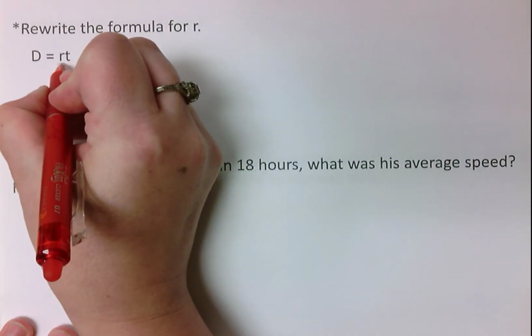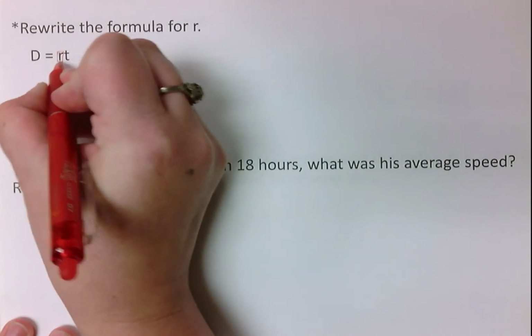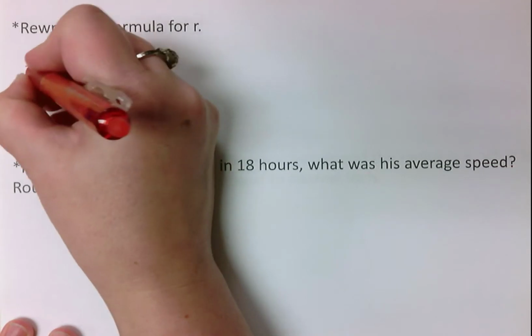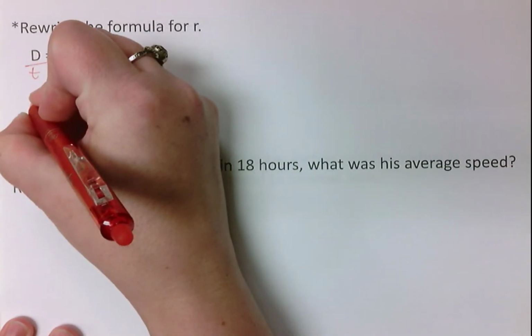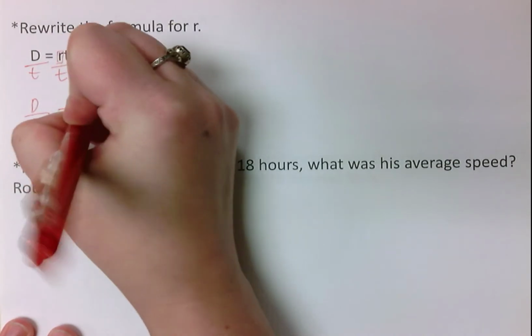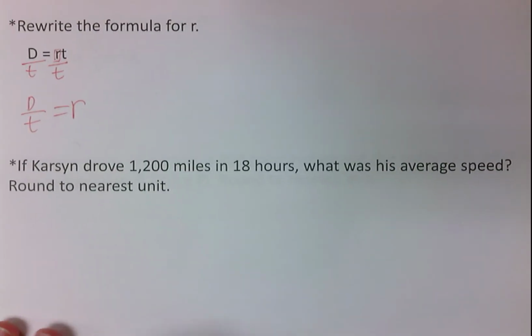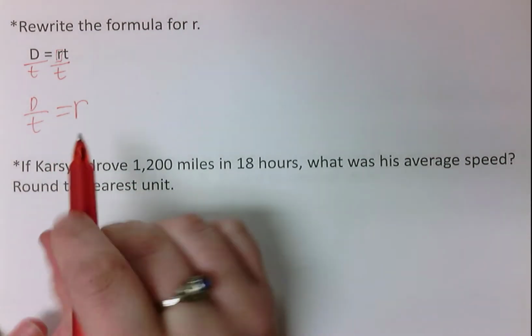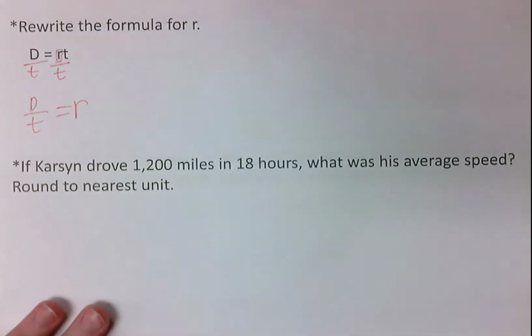Because the t is multiplying to the r, I'm going to divide by t, giving me d divided by t is equal to r. Now, if I'm given some information here, and they say that Carson drove 1,200 miles in 18 hours. What was his average speed? Well, I've already rearranged my formula here to find my average speed.